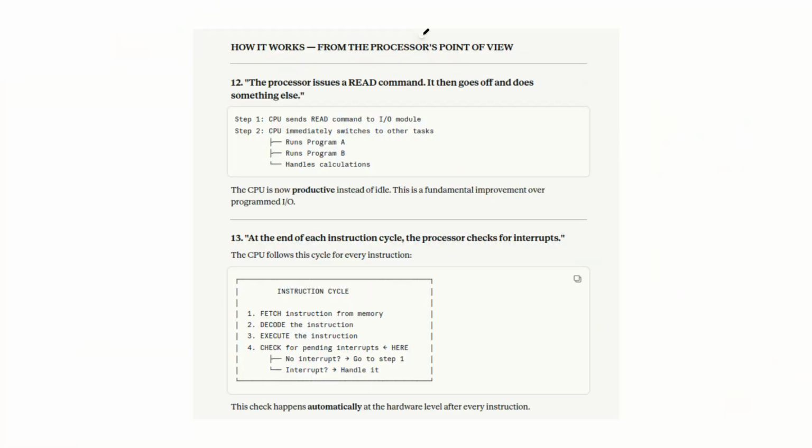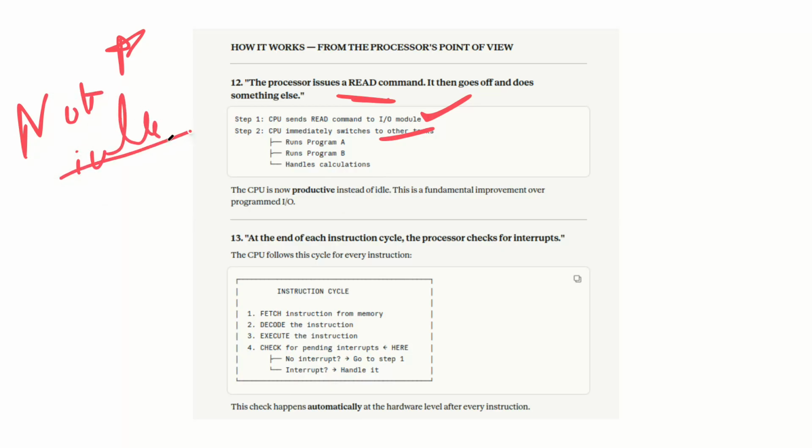Now let us understand how this works from the processor's point of view. These are the steps. The processor gives the read command, then goes off and does something else. That is, the CPU sends the read command to the IO module and goes off to do some other task. It will immediately run program A and handle some calculation. The CPU is productive at this time, not idle. It is doing some other important work.